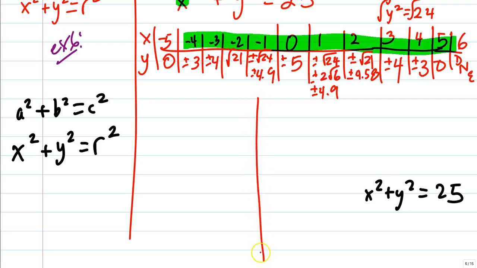So there, and 1, 2, 3, 4, 5. 1, 2, 3, 4, 5. And 1, 2, 3, 4, 5. When x is 0, y is 5, and y is negative 5. When x is 1, y is 4.9, and negative 4.9. When x is 2, y is about 4.6, and negative 4.6.